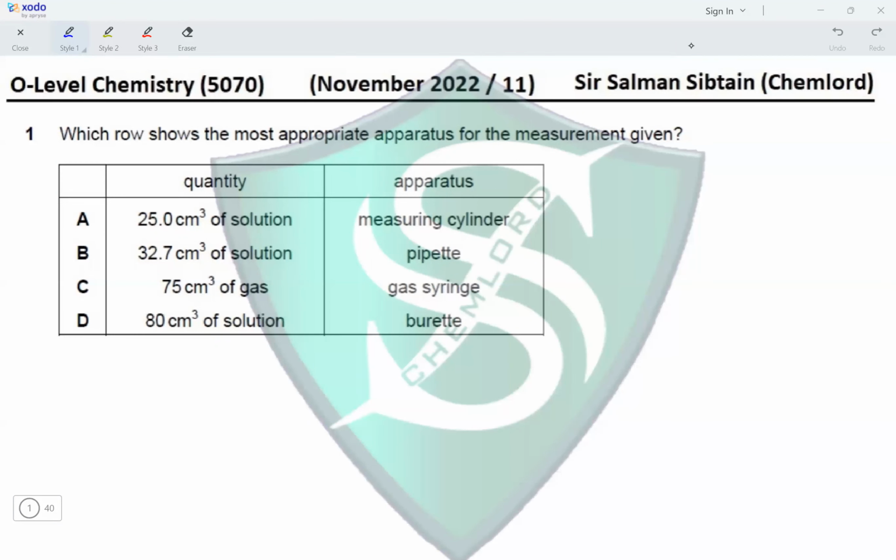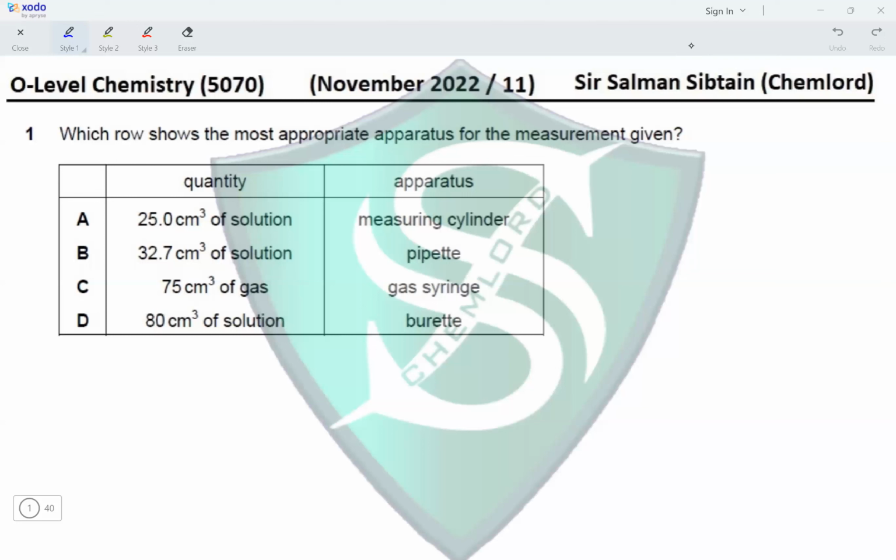a measuring cylinder. But a closer look reveals that they have mentioned 0.0. That means we need to measure it accurately to one decimal place. Now, a measuring cylinder is an apparatus used to measure volume, but it is only used to measure approximate volume, not accurate volume. Accurate measurement of volume is by using a burette or a pipette. Now, when do you use a burette?